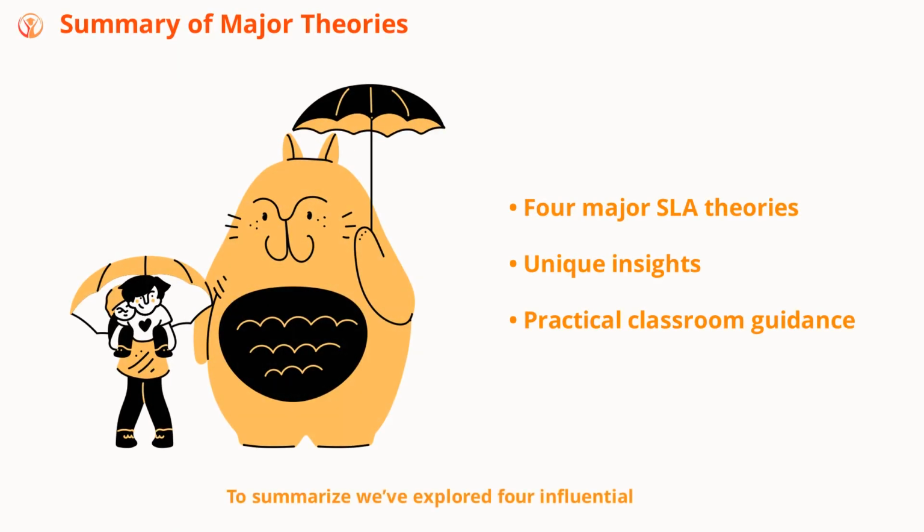To summarize, we've explored 4 influential theories in second language acquisition: input processing theory, comprehensible output hypothesis, processability theory, and the impact of technology and AI. Each offers unique insights into how languages are learned and provides practical guidance for classroom instruction. By understanding these theories, teachers and learners can make more informed decisions about language learning strategies.